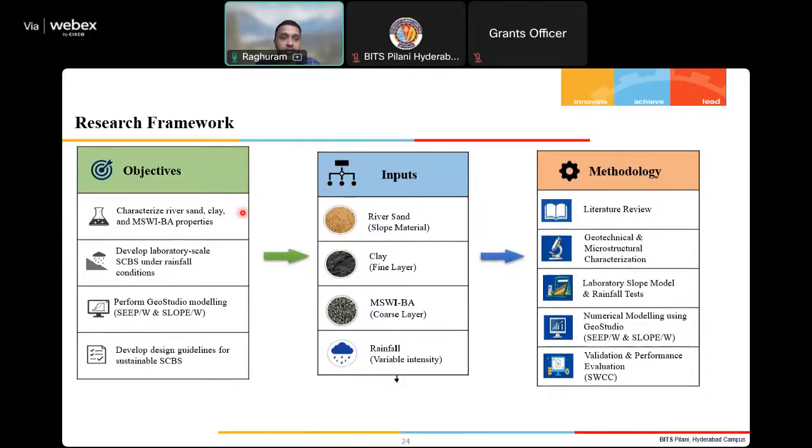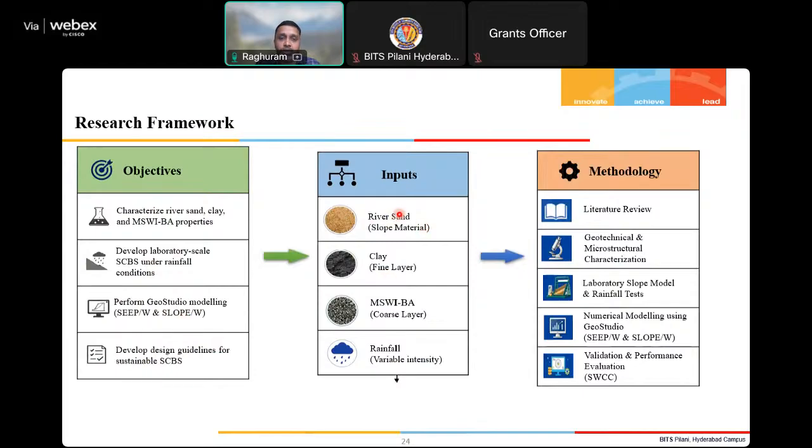Here our objective is to characterize the sand and municipal solid waste bottom ash. First we have started with laboratory scale studies, and once the studies are completed, we'll apply the same technology to the field as well. We are planning to do that. And then numerical modeling using GeoStudio, GeoSlope.